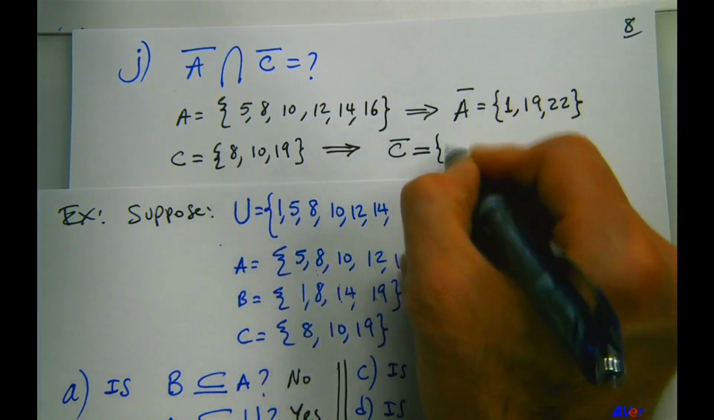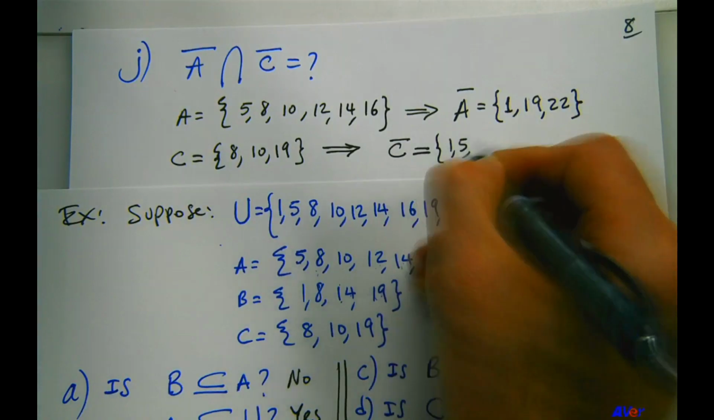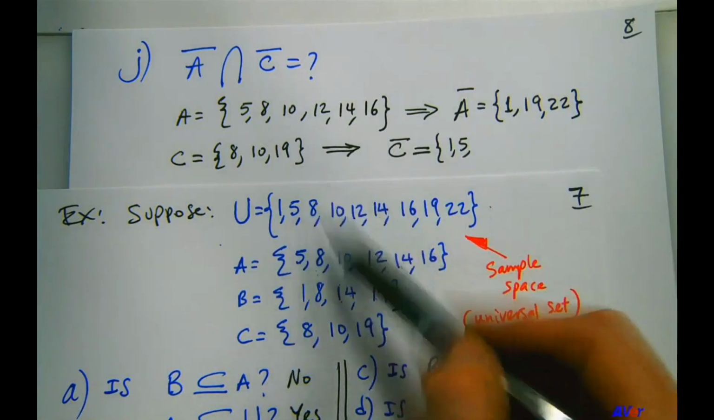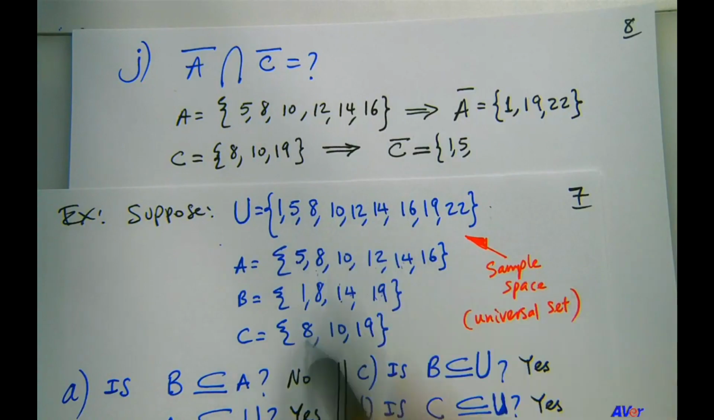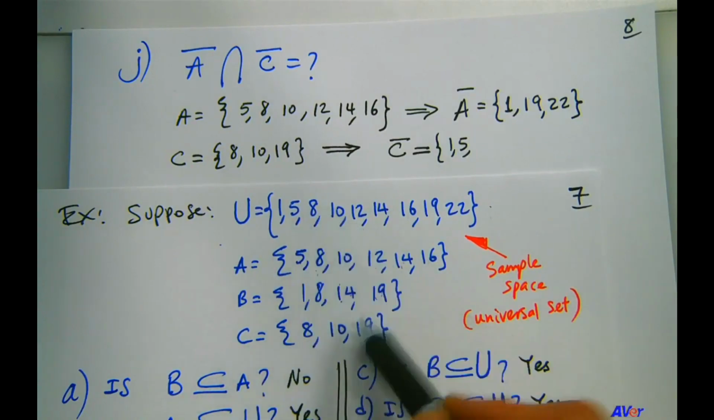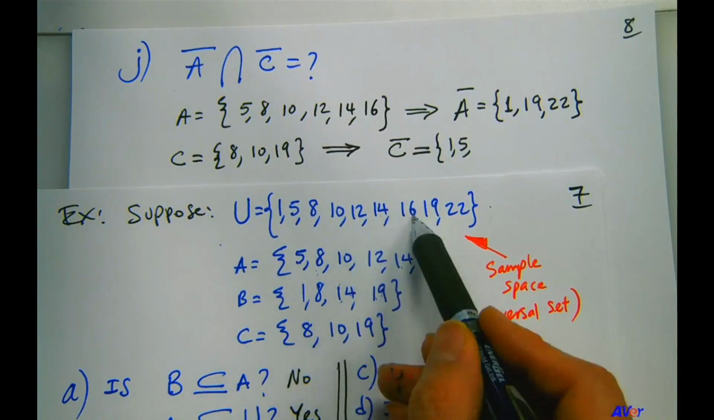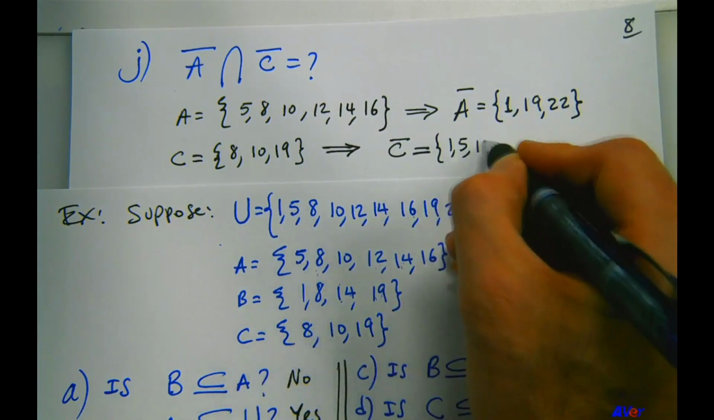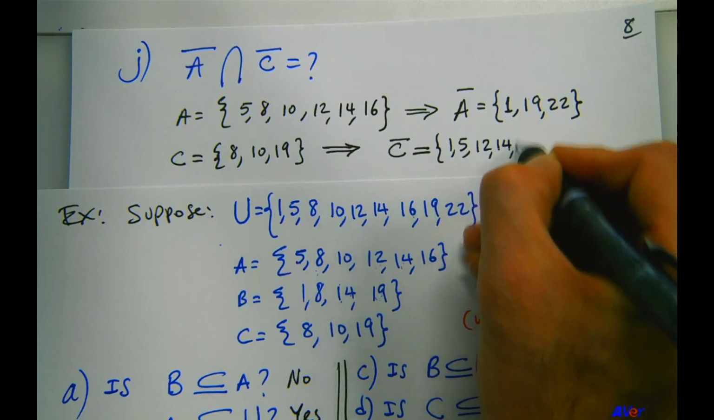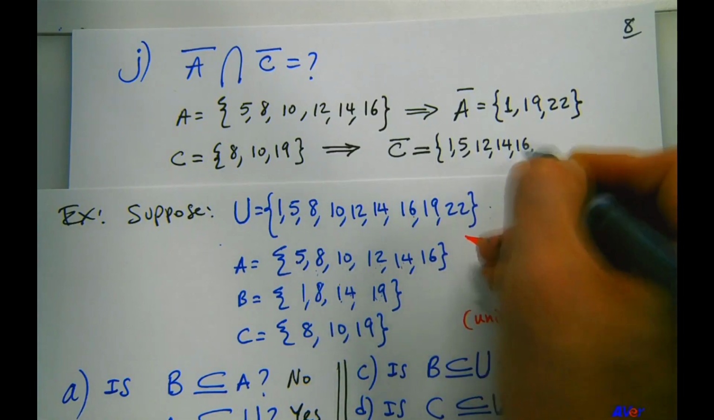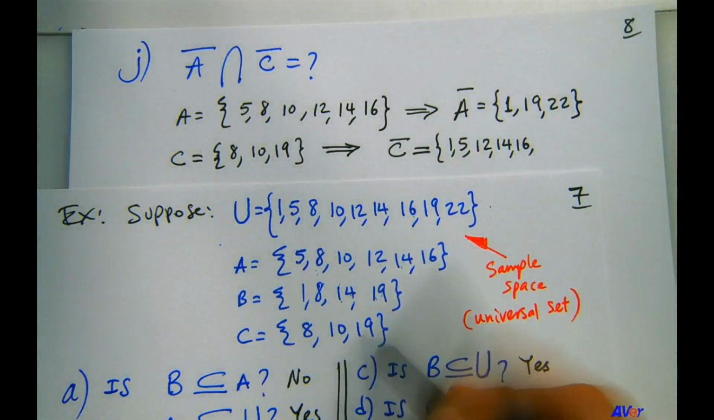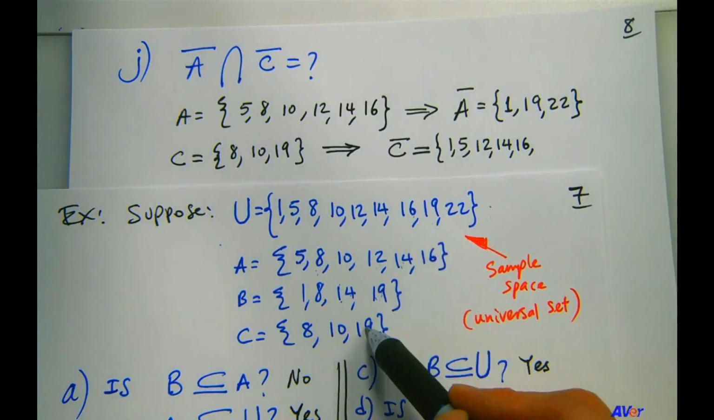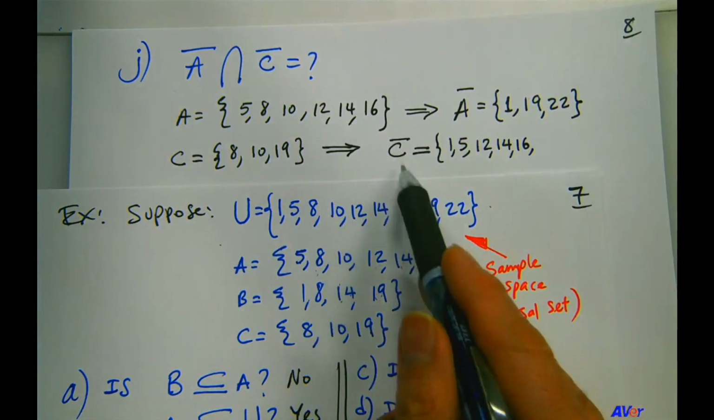So they must be part of the complement, 1 and 5. What else? 8 is there. 10 is there. 12, 14, and 16 are not there, are not here in C, so we must include them as part of the C complement. And then 19 is here in C, so we should not include it in C bar.